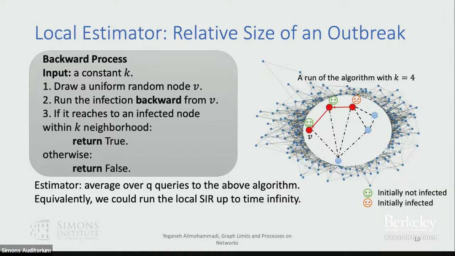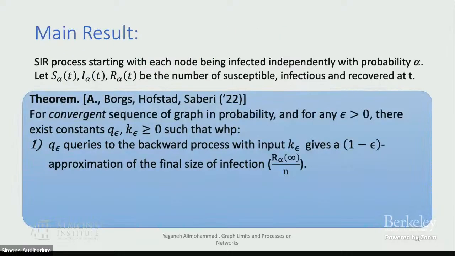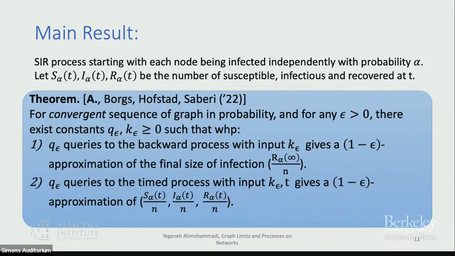So these are the very simple estimators for locally estimating the size of an outbreak and the time evolution of an outbreak. And very recently, with Christian and Min and Remco, we showed that these are actually the right estimators. So for a sequence of convergent graphs, I will define that later. What does that mean? Just take it from me that most of the network models that you can imagine satisfy that condition. A constant number of queries with a constant k is enough to get the final size of an infection from the last estimator that I showed you. And also from the first estimator, with a constant number of queries and a constant k, I can get the time evolution of SIR. These assume that initially an alpha fraction of people get infected, but I can also take that alpha to 0, and still these estimators are the right thing to look at.